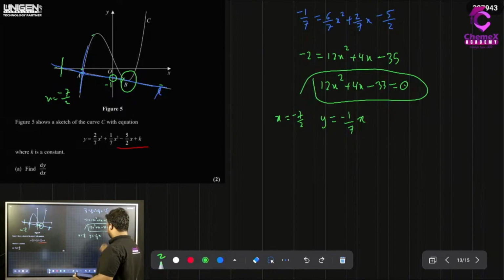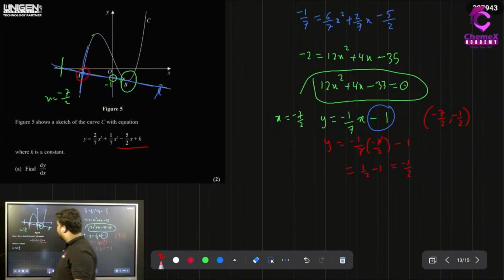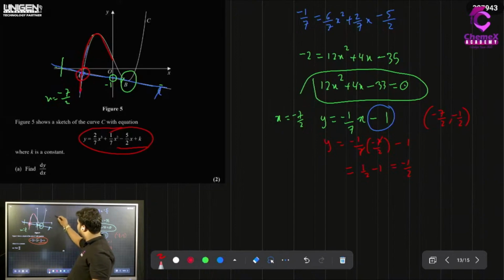Since the y-intercept is given, I can straight away put this as minus 1 like this. Correct? Then y equals minus 1 over 7 times minus 7 over 2 minus 1. So it's going to be plus half minus 1, so minus half. So the coordinate is minus 7 over 2 comma minus half. So x and y both are known now. So this same point is on the curve also now. So the curve equation, the initial equation, we know. So can you put it into that?